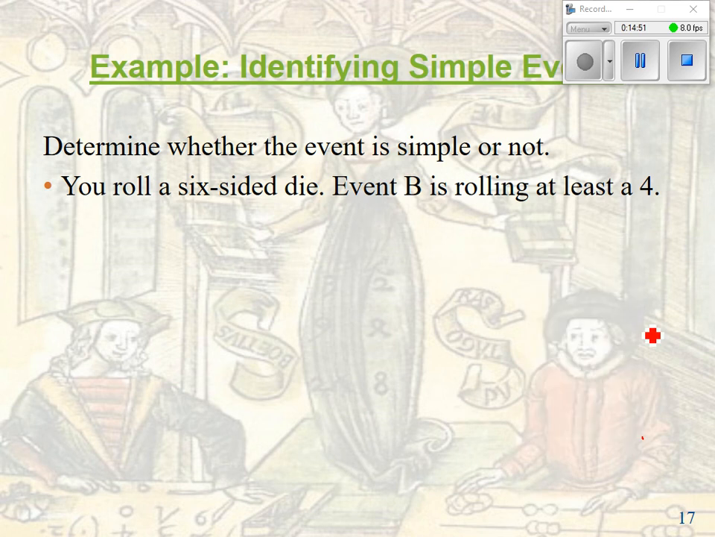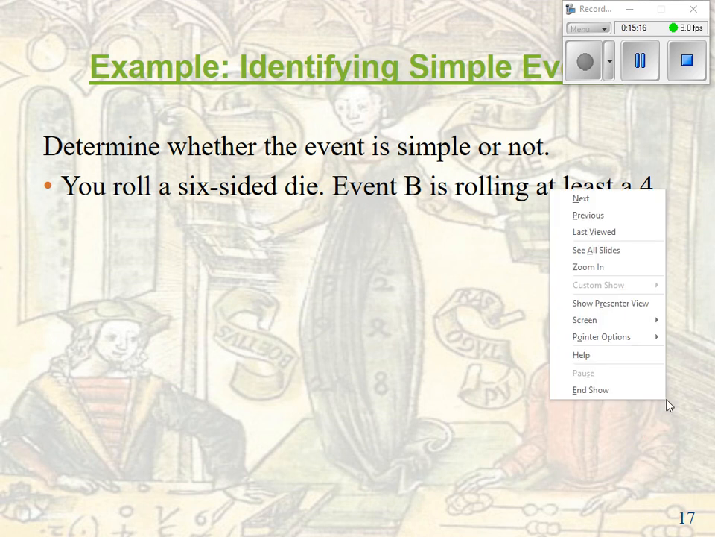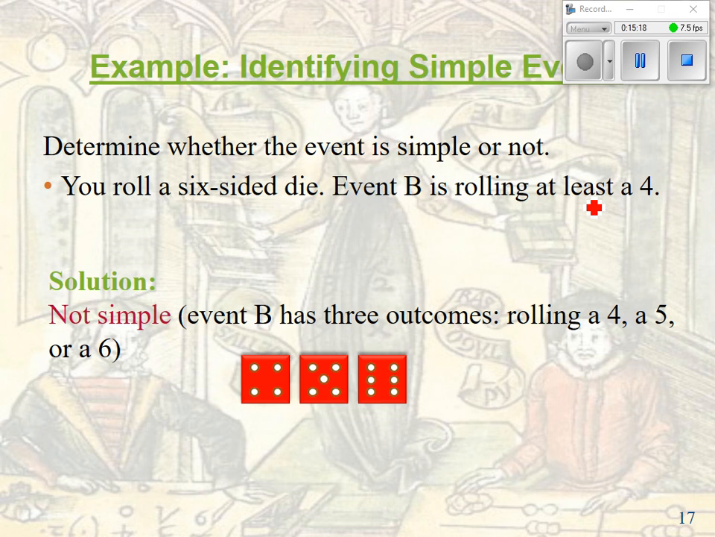You roll a 6-sided die, event B is rolling at least a 4. Is that a simple event or not? Not simple, because we want at least a 4: 4, 5, and 6. So it's not simple, since we could get 4, 5, or 6.